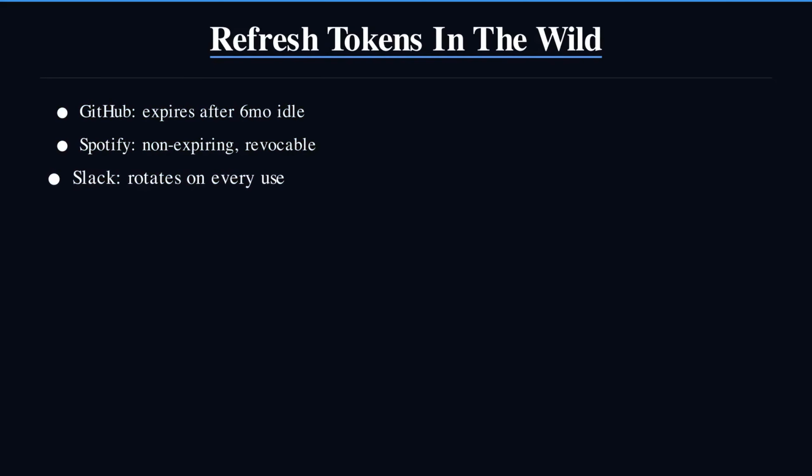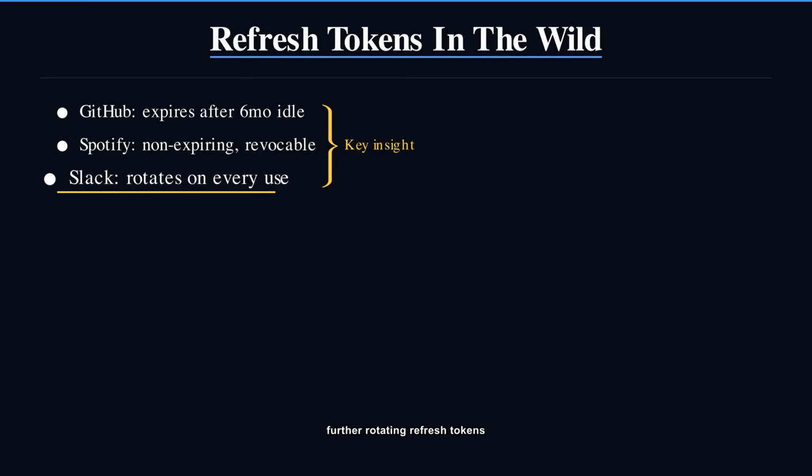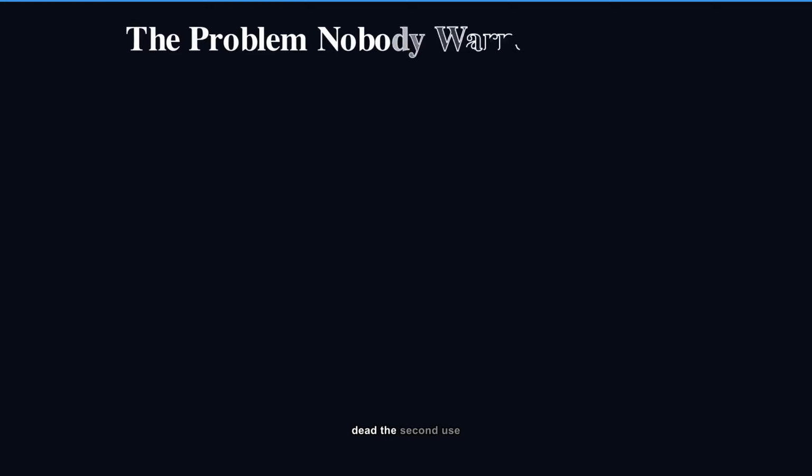Spotify's never expire, but you can revoke them anytime. Slack goes further, rotating refresh tokens, issuing a brand new one every time the old one is used. Steal a Slack refresh token, and it's already dead the second use.